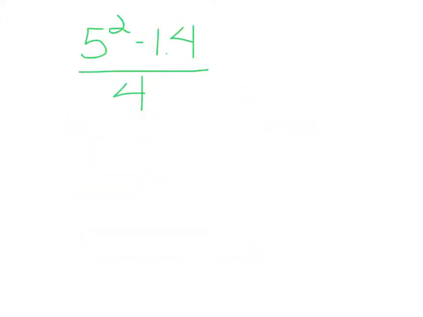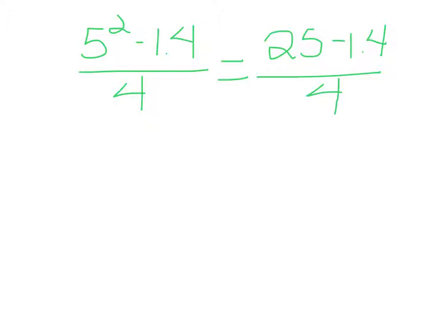Okay, let's take a look at our last example. We have 5 squared minus 1.4 over 4. So we're going to start using our order of operations. We can't jump right in to doing this fraction because we don't know what each of these parts equals. So we have to break it down and get it into a simple number that we can divide first. So we're going to start here with our exponent. So we have 5 squared, which would equal 25 minus 1.4 over 4.